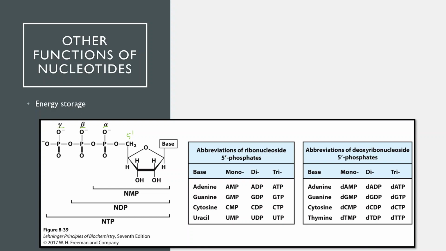So when we talk about ATP, what we mean is adenosine triphosphate. So that's the triphosphate form of the ribonucleotide adenosine. And then if you're talking about deoxy nucleotides, then you have dAMP, dADP, and dATP, and so on.